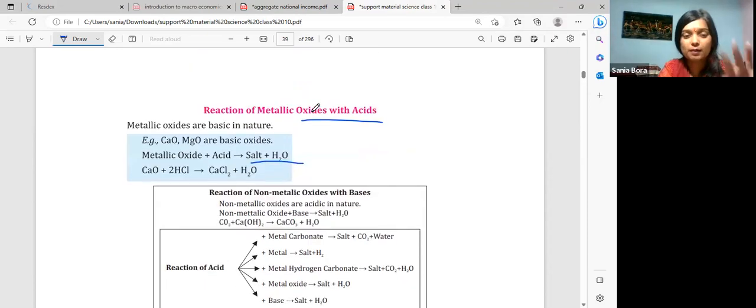Now over here, remember one thing. Metallic oxides are basic in nature and non-metallic oxides are acidic in nature. So over here, what is happening? Metallic oxide will react with acid, but non-metallic oxide will be reacting with base. Clear?